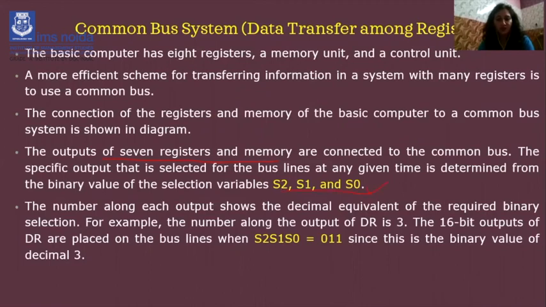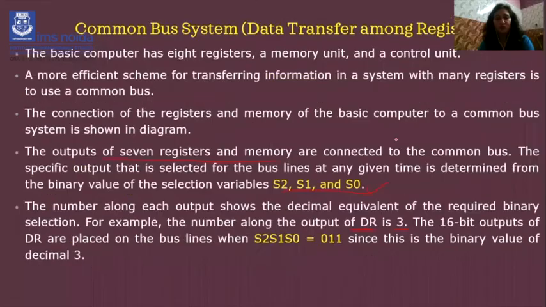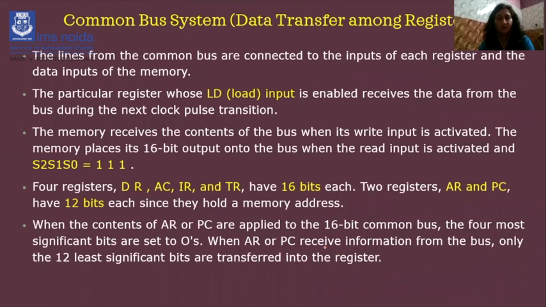We have already discussed this. Here, for example, you can take any one register. Like here we have discussed the data register. The data register is connected at location 3. So what will be the selection line value? 0, 1, 1. S2 will be 0, S1 is 1 and S0 is 1. Just a minute, right? This will be 1, 1, 1. So then the data register will work, right?